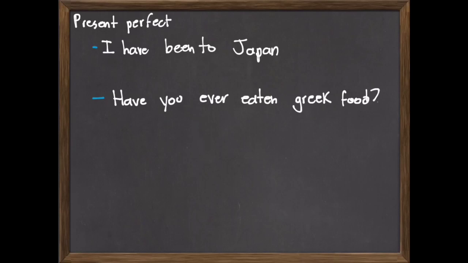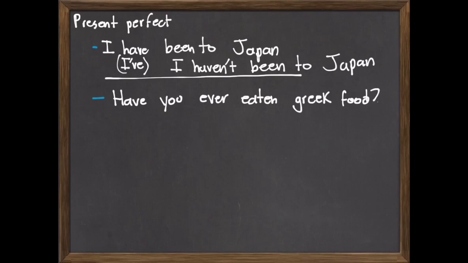For example, I have been to Japan, or I've been to Japan. I've been to Japan talks about an action that has happened at an unspecific time in the past. If we have a specific time in the past, we would say I went to Japan, like last summer or last semester or 2 years ago. I went to Japan 2 years ago. But here it's an unspecific time in the past. A negative form would be I haven't been to Japan.